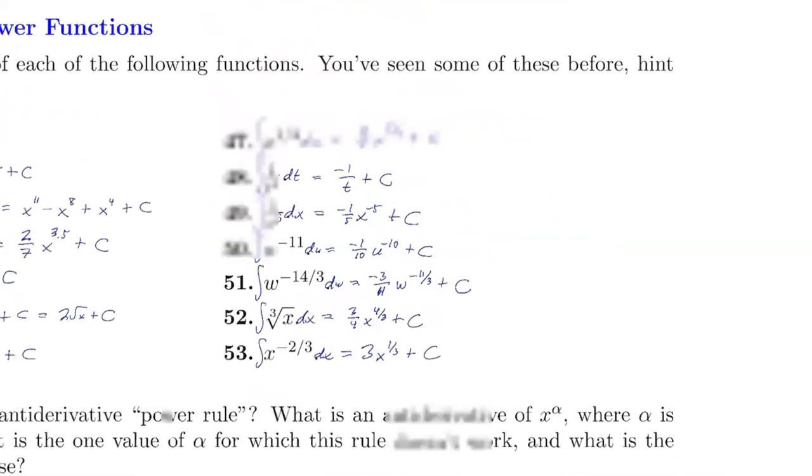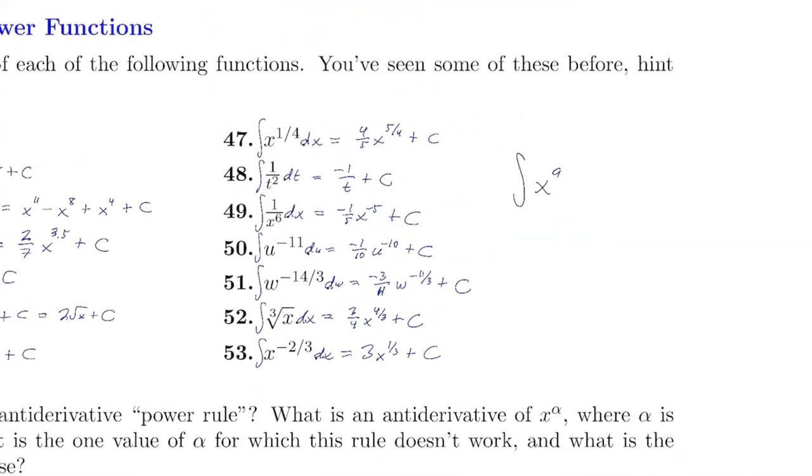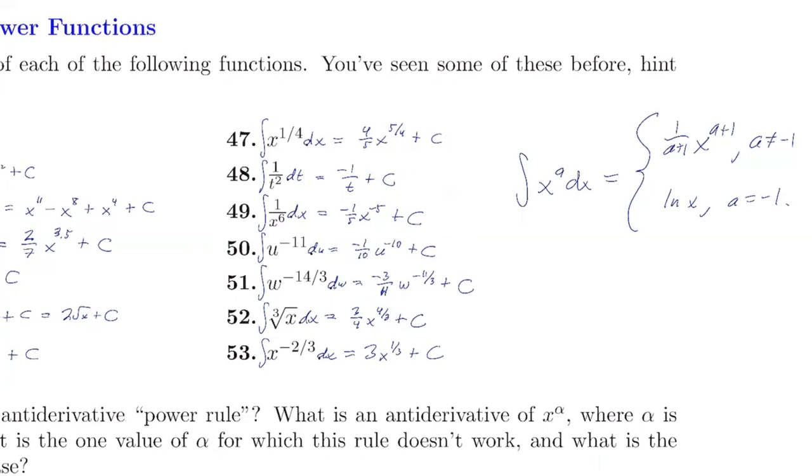Woo. So there's a general thing that maybe I'll just write over here, that if you have the integral of x to the a dx, there's two cases. It's 1 over a plus 1, x to the a plus 1, if a is not equal to minus 1. And if a is equal to minus 1, it's natural log of x. Right? Makes sense, hopefully. Okay, so that's the general antiderivative power rule.